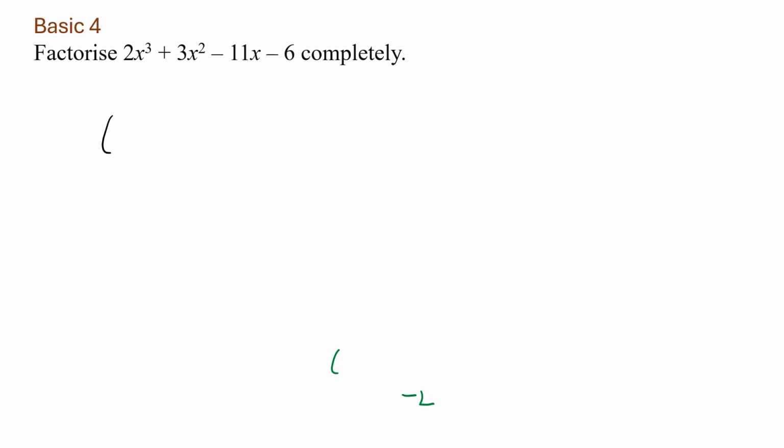Usually I would choose the integer value of x. Alright, so in this case here, if you cannot remember how to use the calculator, you can just PM me.